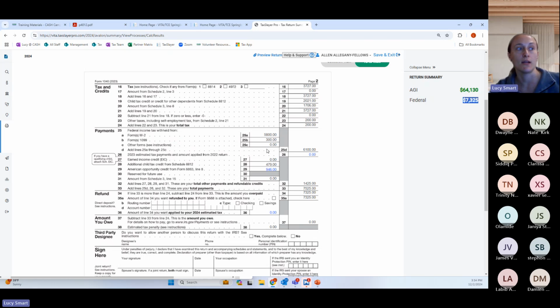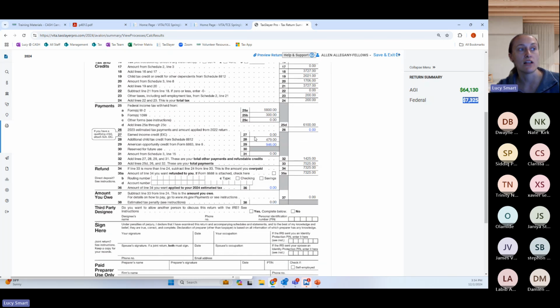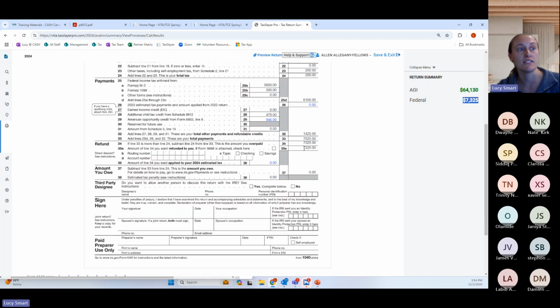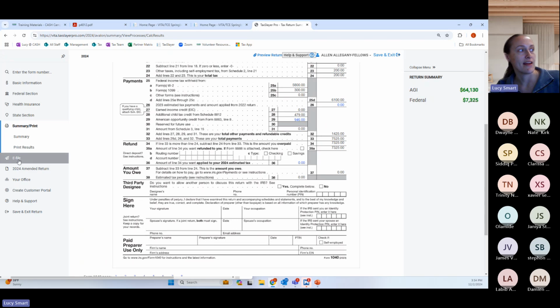But then we need to look at their payments. They had $5,800 withheld on W-2s, $300 withheld on their 1099s. That was the retirement accounts. They get the additional child tax credit, $479, and the American Opportunity Credit, that's the education credit refundable portion, $946. So when all of those are added together, they're getting a refund of $7,525. No, sorry, $7,325 because we subtract the $200 tax they owed. So we see that that looks good as the preparer.